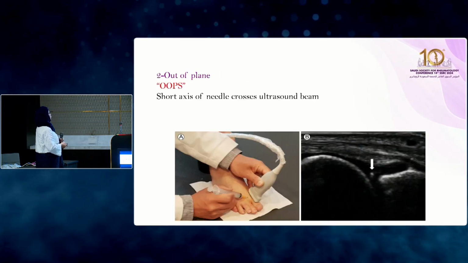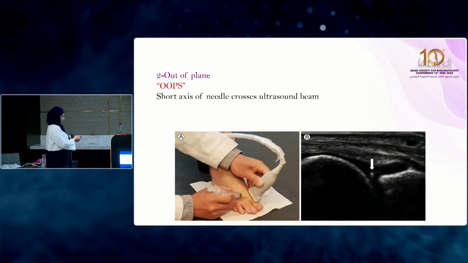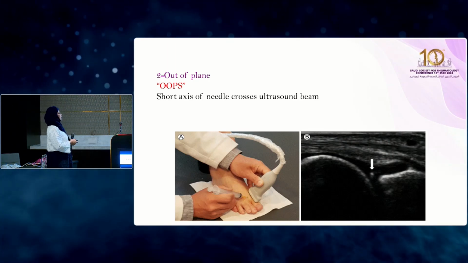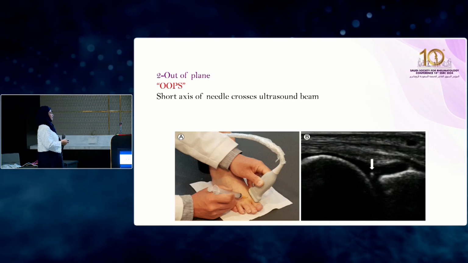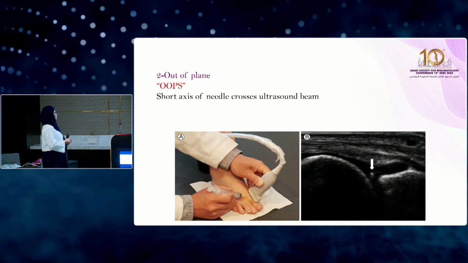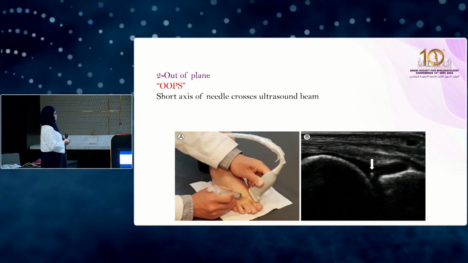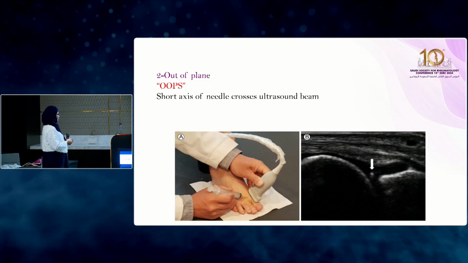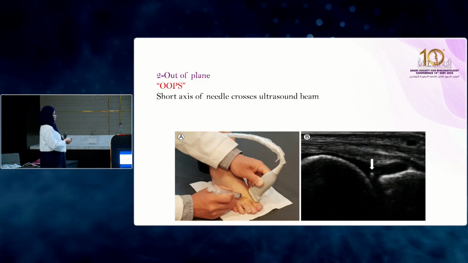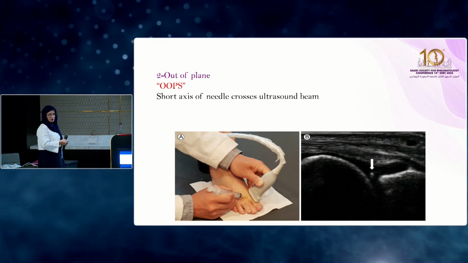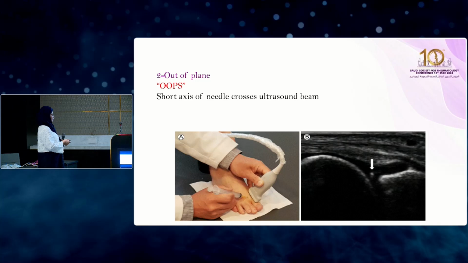With the out-of-plane approach, you cannot see the needle, you can only see the tip of the needle, and this is less accurate. From my clinical practice, I use it very, very occasionally. The way you put the transducer, the probe is on the long axis, and then you come from the side. That's why you are not able to see the whole length of the needle. You just see the tip of the needle.